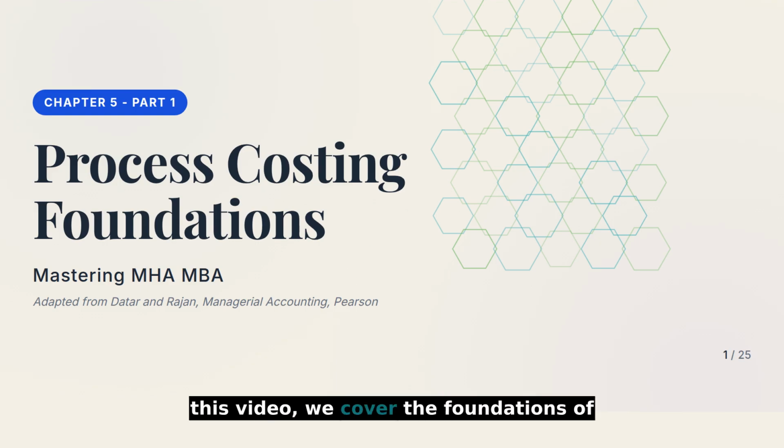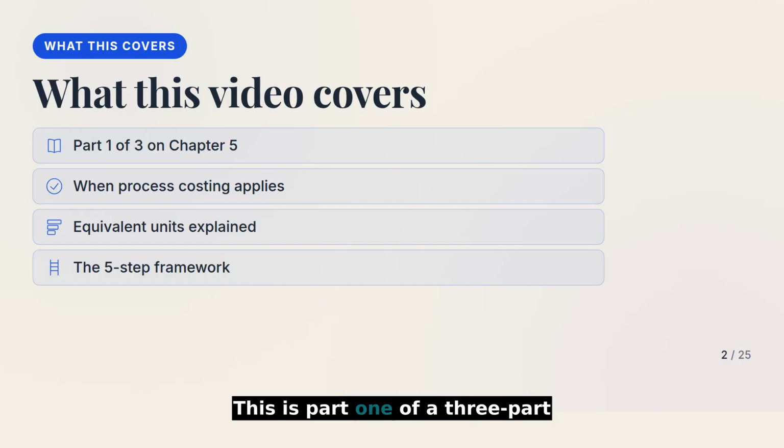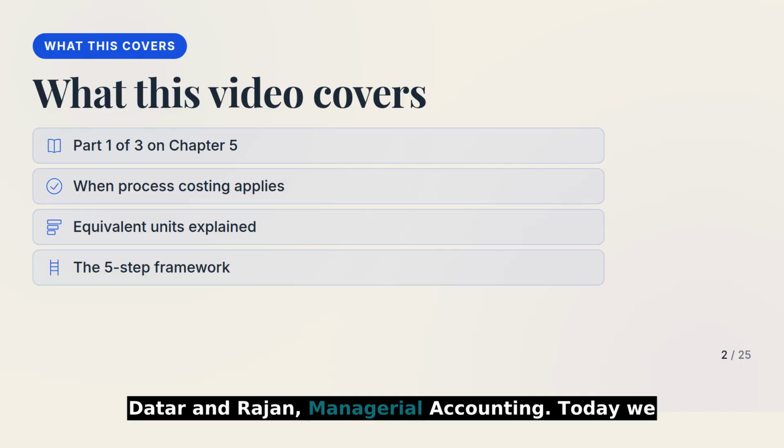In this video, we cover the foundations of process costing: what it is, when it applies, and the 5-step framework you will be tested on. This is part 1 of a 3-part series on Chapter 5 from Datar and Rajan, Managerial Accounting. Today, we focus on the foundations: when process costing applies, the difference between physical units and equivalent units, and the 5-step framework. Parts 2 and 3 will cover weighted average versus FIFO and joint and common cost allocation.